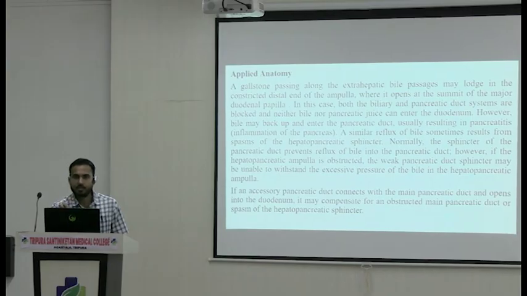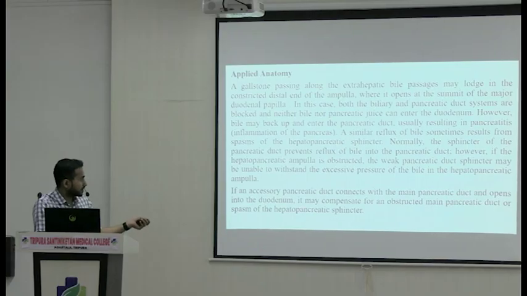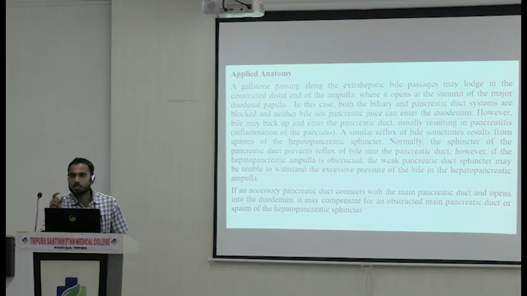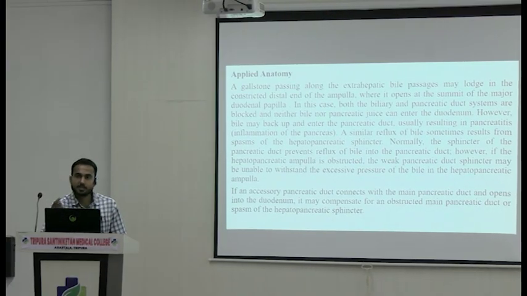It can enter the pancreatic duct. Why? Because the sphincter which is present at the terminal part of the pancreatic duct is not strong, it is weaker. In that case, what will happen? There will be inflammation in the pancreas, and there will be severe pain in the pancreas. Now, if any accessory pancreatic duct connects the main pancreatic duct and opens into the duodenum, it can compensate for the obstructed main pancreatic duct. Because of that gallbladder stone in the common bile duct, the pancreatic duct can also be obstructed if the gallstone is present at the terminal part of the common bile duct.